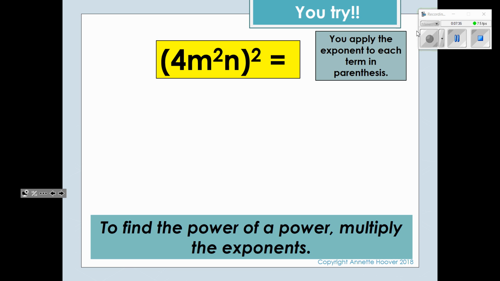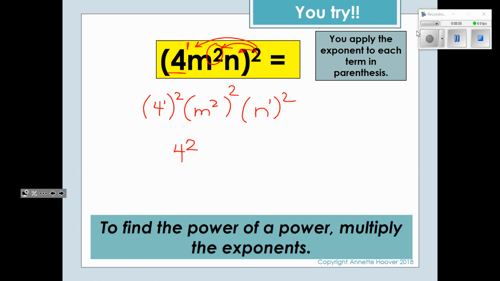This time we have 3 bases. We have a base of 4 raised to the 1st power, so we have 4 to the 1st power raised to the 2nd power. We have a base of m squared raised to the 2nd power. And we have n raised to the 2nd power. So the exponent has to be applied to each base. We look up here, 4 raised to the 1st power, 2nd power. 1 times 2 is 2, so that'd be 4 to the 2nd power. Here we have 2 times 2, so that'd be m to the 4th power. And then we have 1 times 2, so that's n squared.